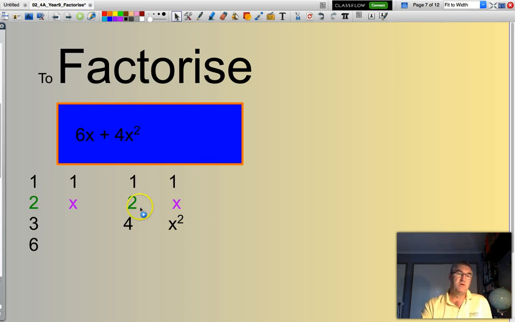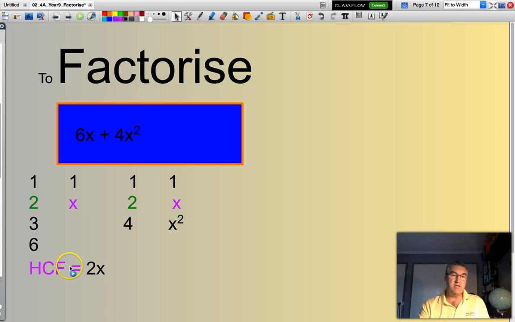So here we go. Factors of 6: 1, 2, 3, 6. Factors of 4: 1, 2, 4. The highest common factor for the coefficient is 2. And the factors of x: 1 and x. Factors of x squared: 1, x, x squared. So, what is our highest common factor? You guessed it, 2x. Well done.